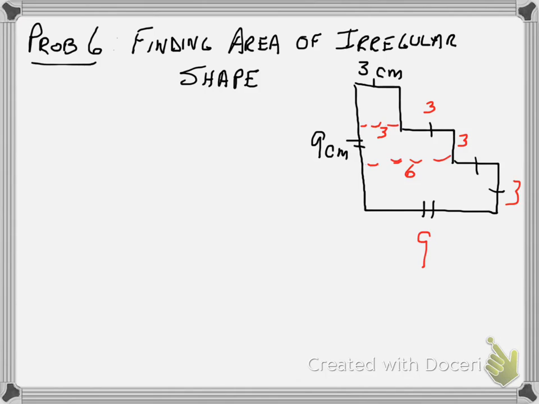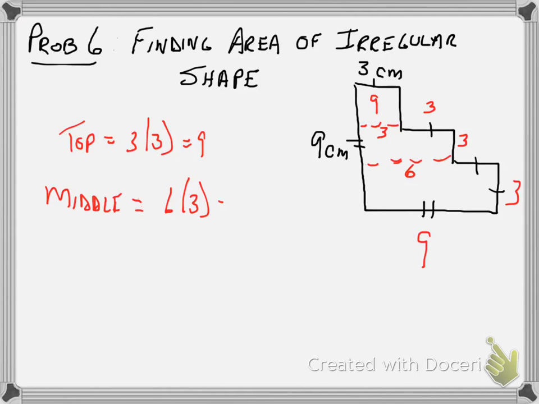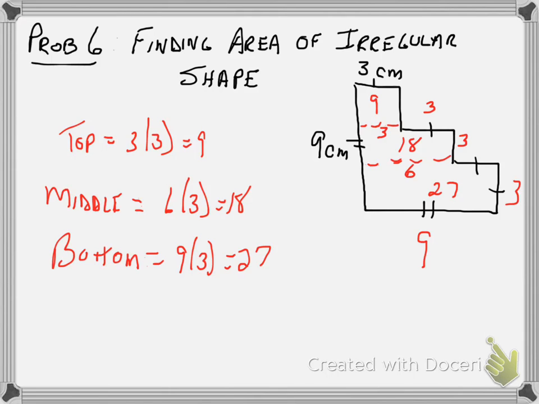So what I'm going to do is I'm going to go ahead and piece together and find the area of each one of these. So the area of the top is just 3 times 3, which gives me 9. So I'm going to put it right in there. Middle, the area is 6 times 3, which is 18. So I'm going to put that right there. And the bottom is 9 times 3, which is 27. And I'm going to put that in right there.